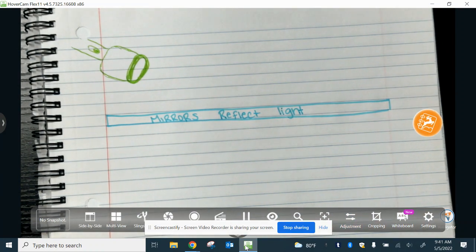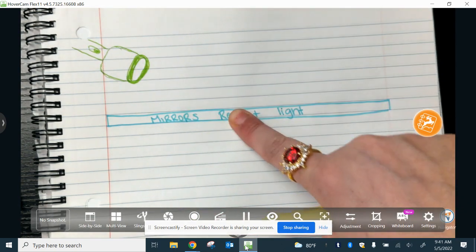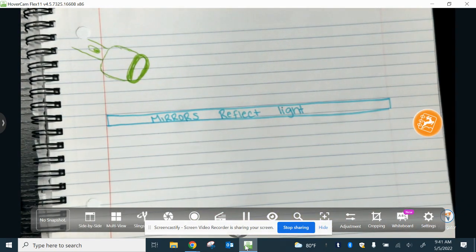And I have a mirror. It's a flat mirror. In level physics, all we're doing is flat mirrors. And it says mirrors reflect light. We know what happens if I turn on my flashlight. It would turn on and then what? What's going to happen when that beam of light hits the mirror? It's going to reflect off, right?